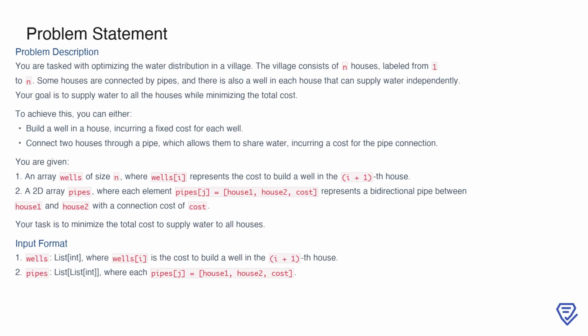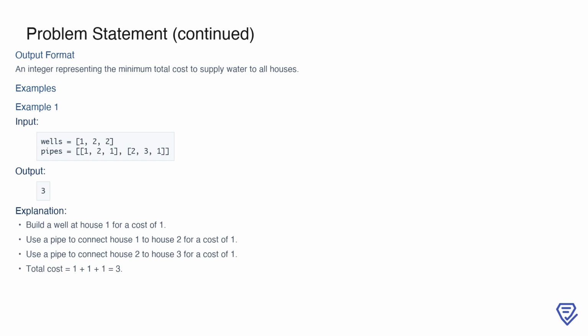To achieve this, we are provided with two key inputs: an array wells that specifies the cost of building a well for each house, and a 2D array pipes that lists the cost of connecting two specific houses using a pipe. Our task is to determine the minimum total cost needed to ensure that all houses have access to water. The output for this problem is a single integer that represents the minimum total cost to supply water to all houses. Let's consider an example to understand this better.